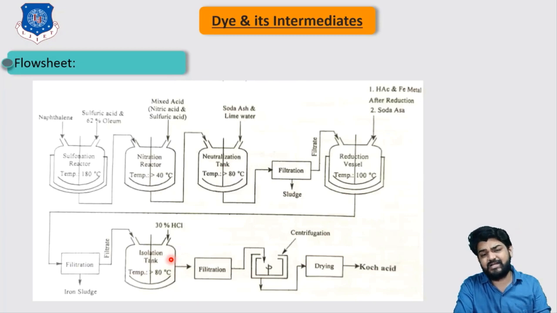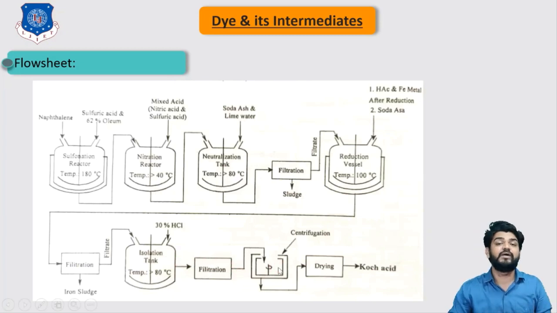Then this isolated Koch acid is filtered, and then it is sent to the centrifuge in order to separate all the liquid with the help of centrifugal force, so we separate the solid and liquid of the Koch acid. Then the slurry coming out of this centrifuge is sent to the dryer unit, where we remove all the moisture and water, and ultimately we get the fine powder of the Koch acid.